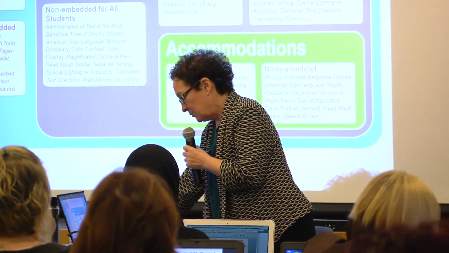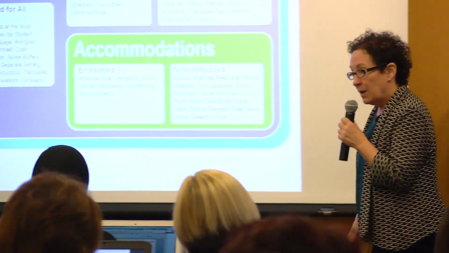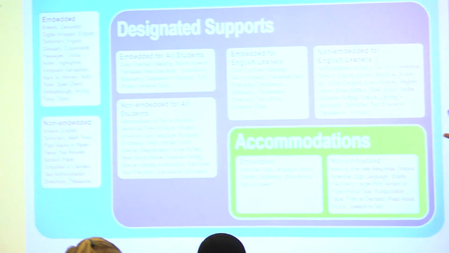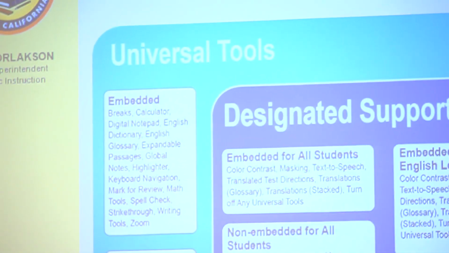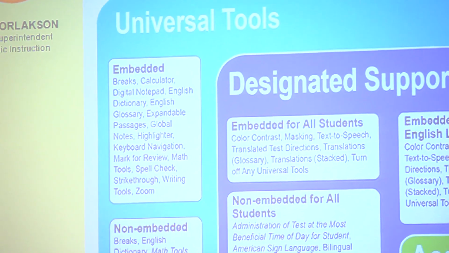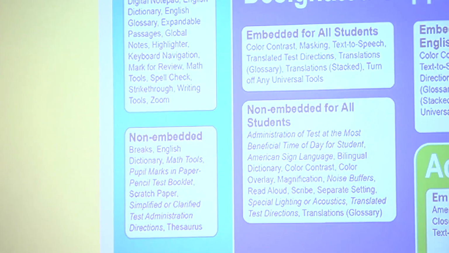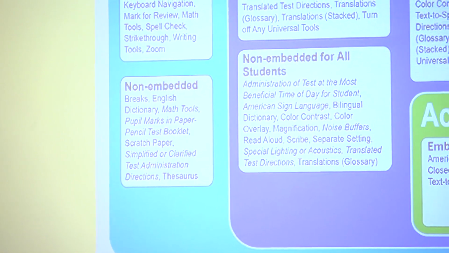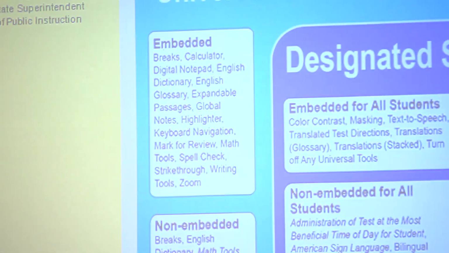This graph shows all of the different accessibility supports that are available. And I'm bringing it up, if you notice under Universal Tools, the blue, those are tools that are available for all students. Those are turned on in the system as a default. They will show up there no matter what. So if you look at the upper left hand where it says embedded, you notice there's a tool called Zoom, so you can make it bigger, you can make it smaller.